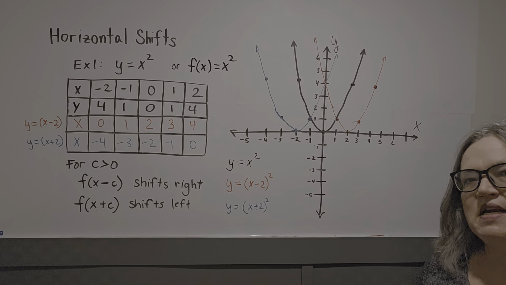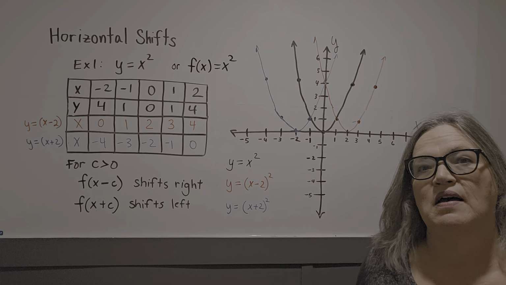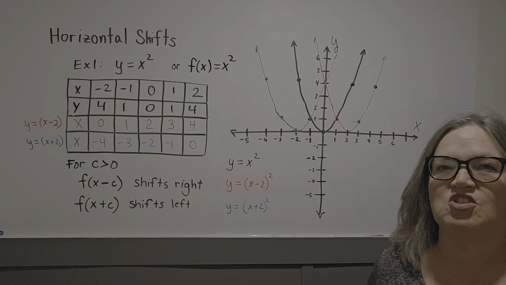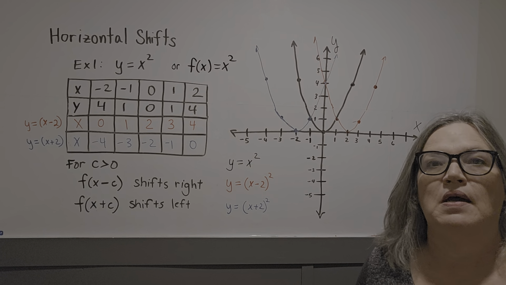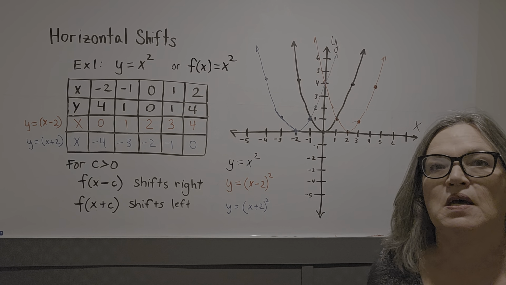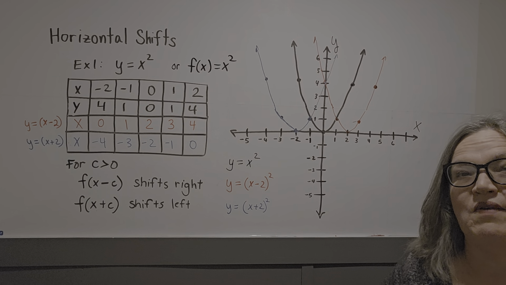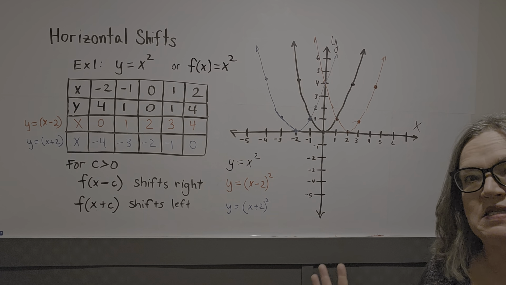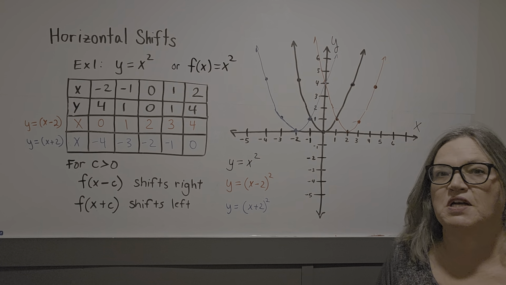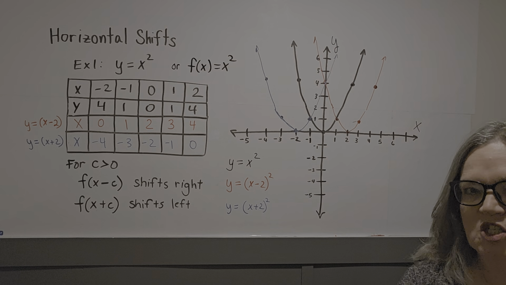So if you're adding a constant on the outside of the function, it's a vertical shift, and it's just very intuitive. Plus 2, or plus c, is up, and minus c is down. But horizontally, you have to compensate. So if you shift to the right, that's going to be x minus 2, and x plus 2, or c, is going to shift to the left.